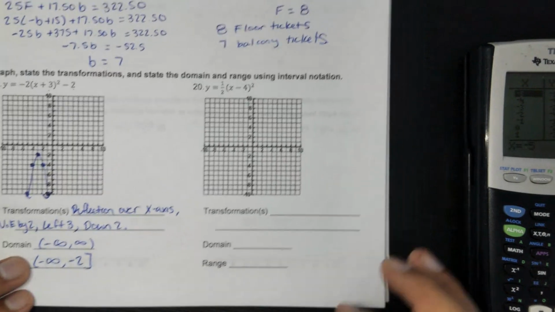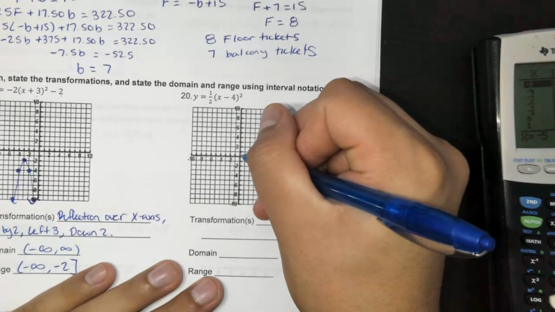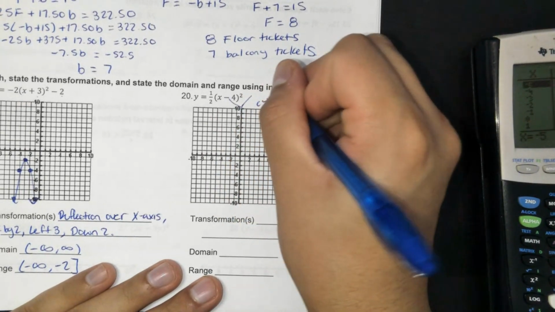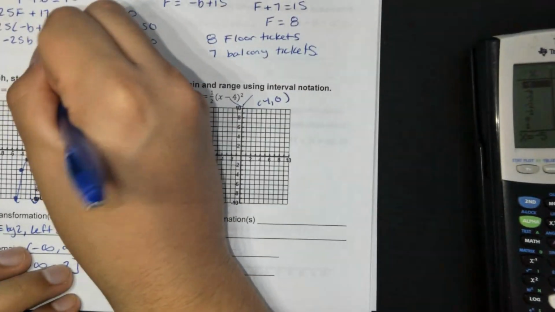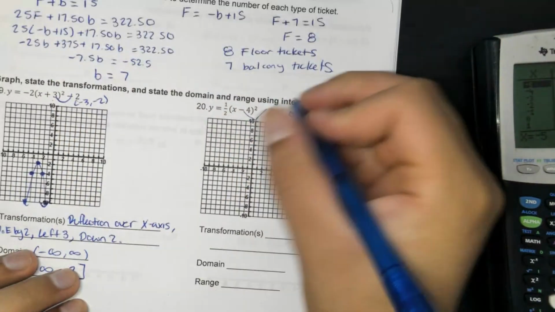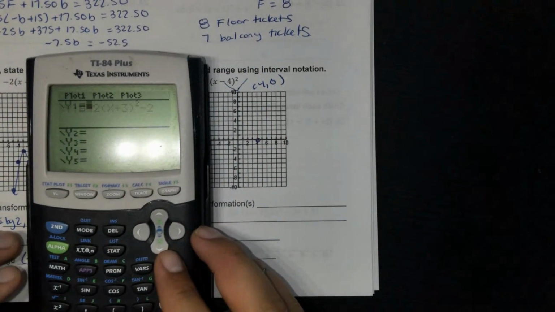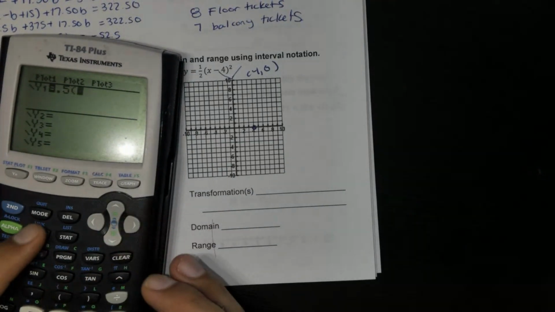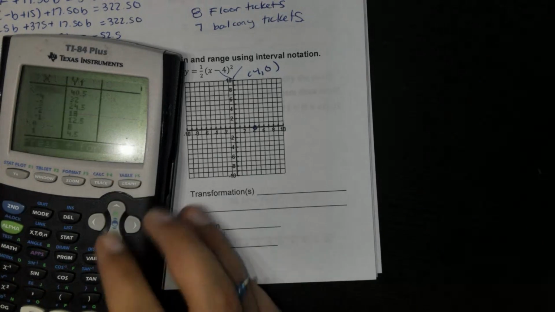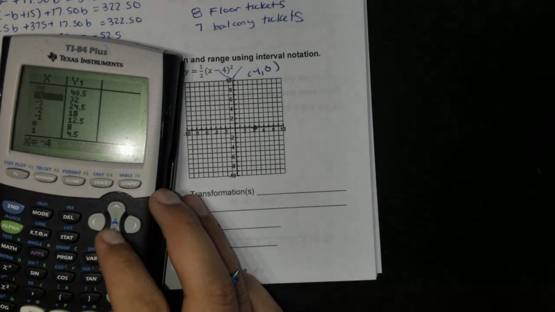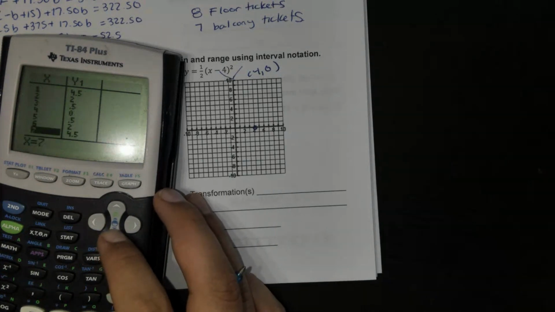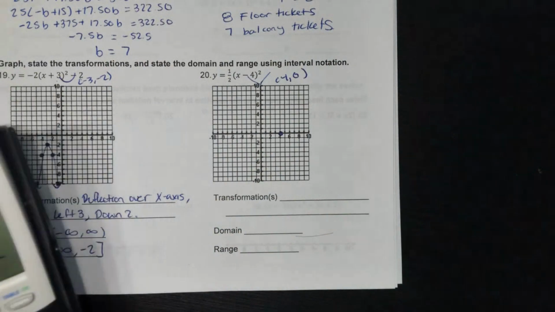Alright, so then same thing on 20. Let's locate the vertex first. So we have h but no k, so 4, 0. Now let's plug this into the calculator. Alright, so we got a half, which is the same as 0.5, times (x minus 4) squared. Go to the table. Let's locate our vertex. It's 4, 0.